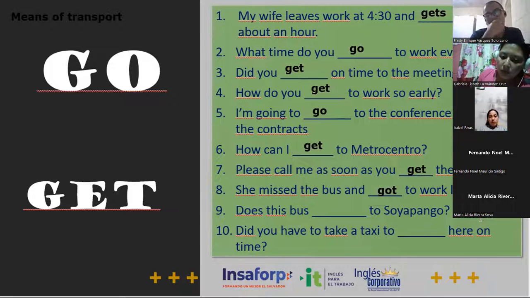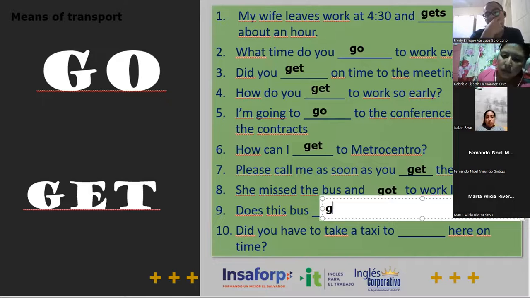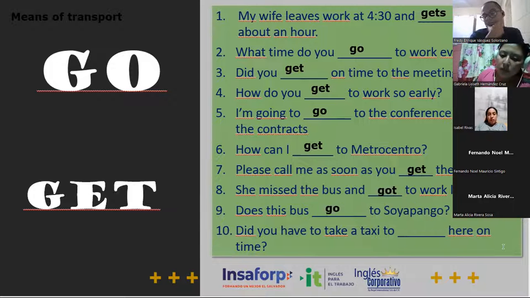Go. That's the best way to say it, to Soyapango. Exactly. Go. And it's the same thing. If I say, does this bus get to Soyapango? Entra, ¿verdad? Llega hasta ahí, right? Okay, next. Number 10.